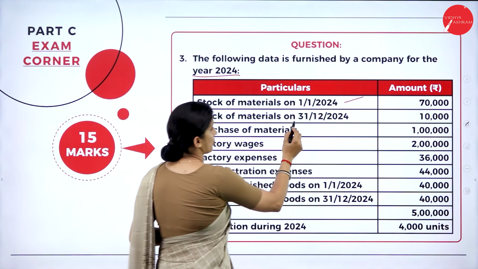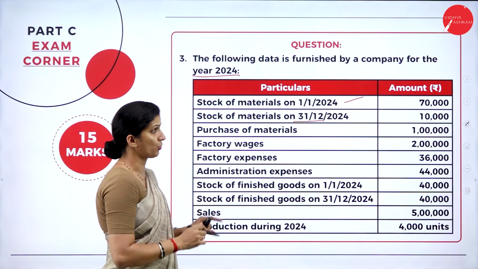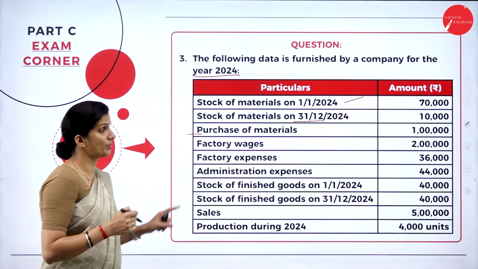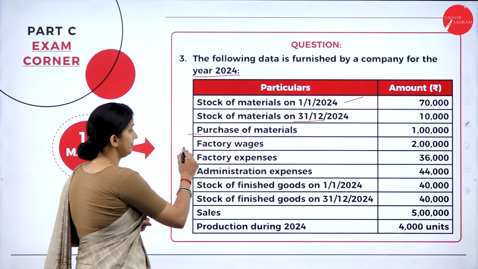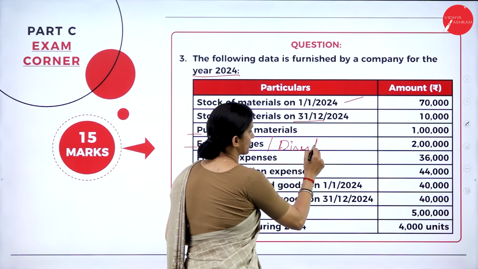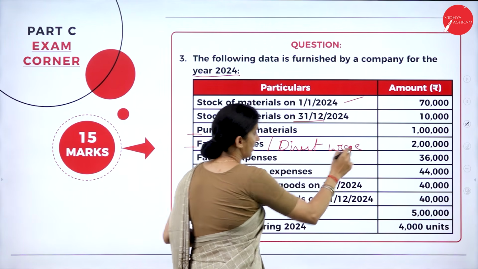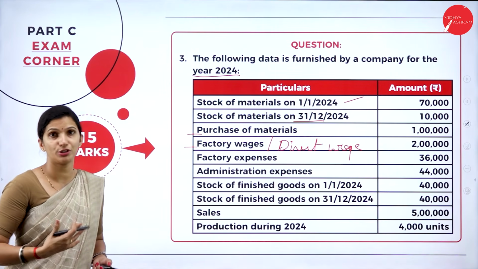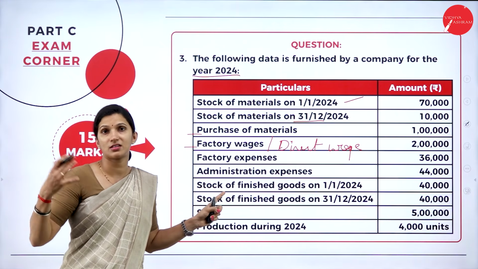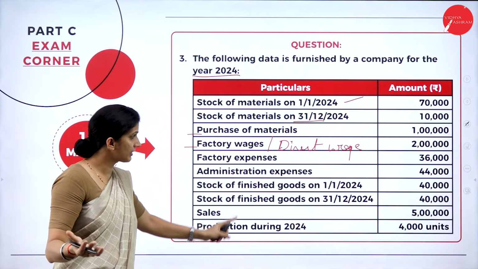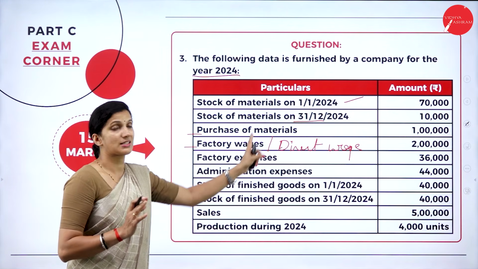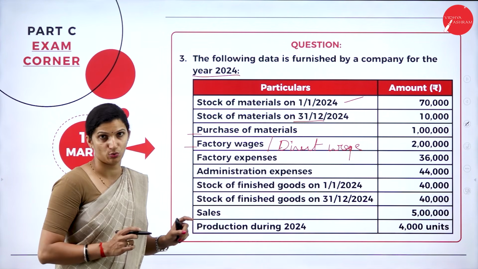Then you have stock on 31st/12/2024. That is the closing stock of raw material. Then we have purchase of raw material 1 lakh. Then we have factory wages. It is also called as a direct wage. So here the factory wage, it is equal to your direct wage. Simply if it is given it as a factory, we can't write it under the factory overhead. Here anywhere in the questions we don't have direct wage. So that means your factory wage itself is the direct wage, that is 2 lakh.